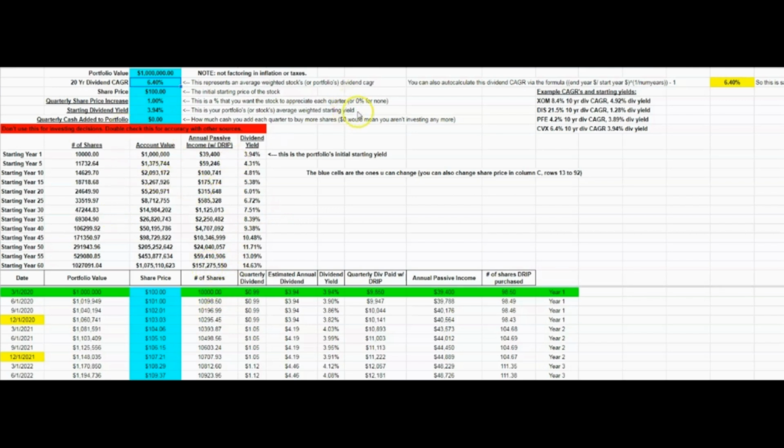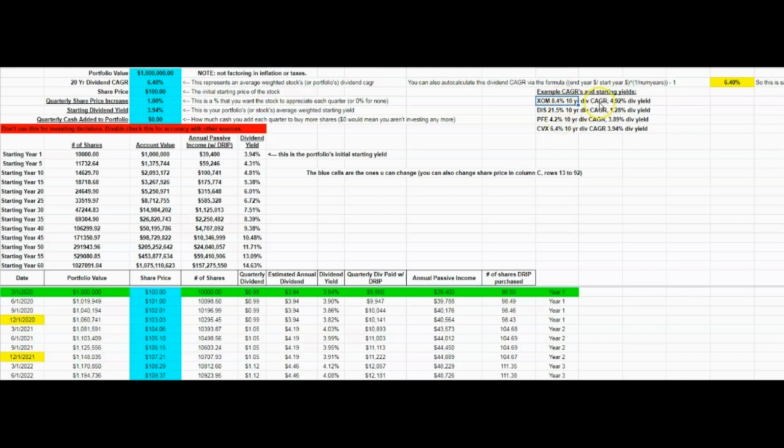So hopefully this helps. I included some examples of ExxonMobil's 10-year dividend compound annual growth rate. Over here it's 8.4%, Disney's is 21.5%, Pfizer's is 4.2%, as well as the starting yield. So I listed a few stocks as a frame of reference.